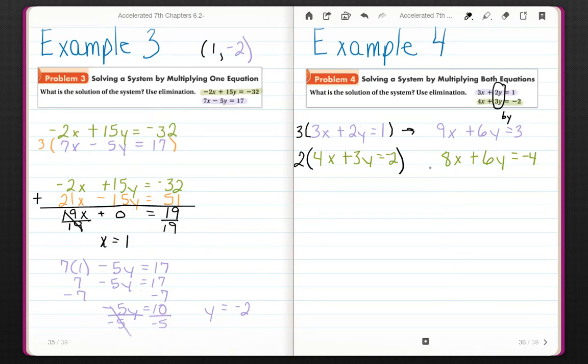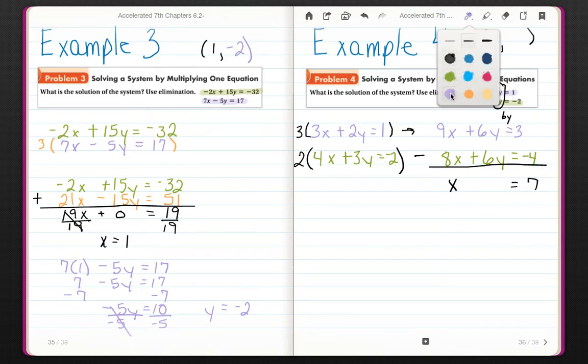Now I need to eliminate one of these. If I add 6y plus 6y, I'm going to get 12y. So instead, I'm going to subtract. 9x minus 8x is x. 6y minus 6y is nothing. 3 minus negative 4 is the same as 3 plus 4, which is 7. So x equals 7. Now I'm going to take this 7 and plug it in to either of my equations.